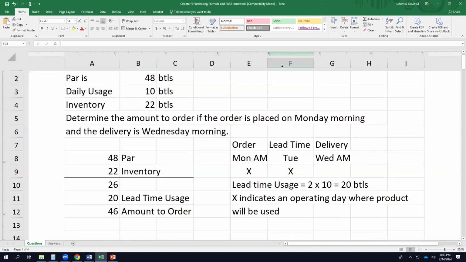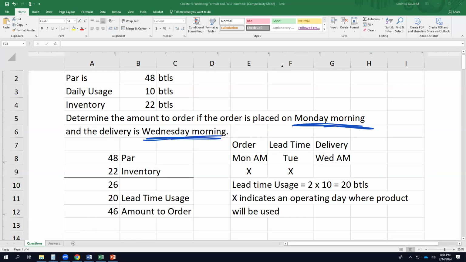All right. So in the examples, I will give you what your par is, how much we have in inventory, and then determine the amount to order if the order is placed on Monday morning and it's delivered on Wednesday morning, okay?